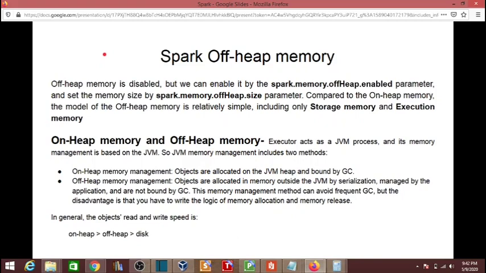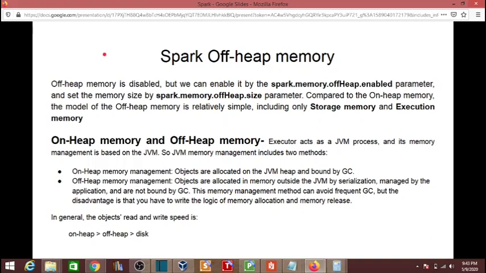Another thing is the Spark off heap memory. So what is the off heap memory? Memory which is not part of the heap is called off heap memory, and that off heap memory is not cleaned up by the garbage collector. So whoever is creating the off heap memory is mainly responsible for freeing it. Off heap memory is disabled by default, but we can enable it by the spark.memory.offheap.enabled parameter and set the memory size by the spark.memory.offheap.size parameter.